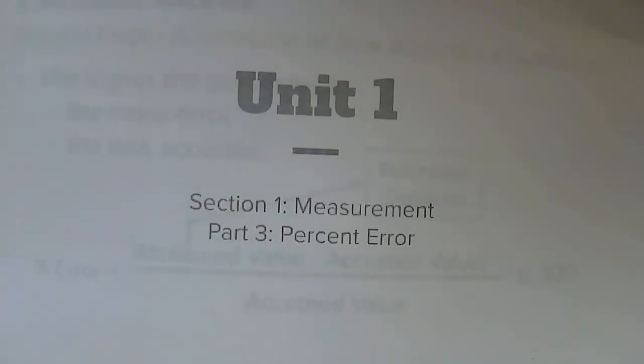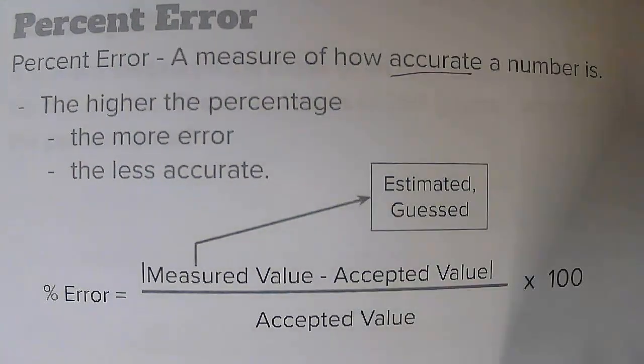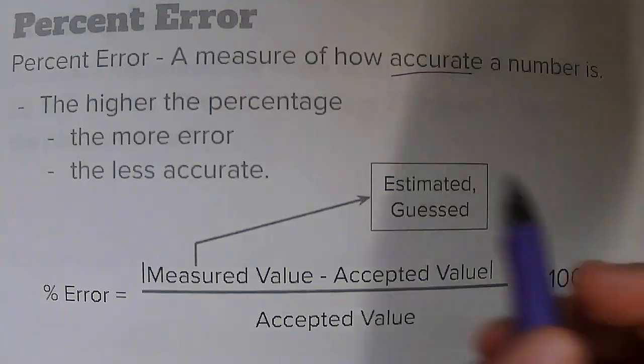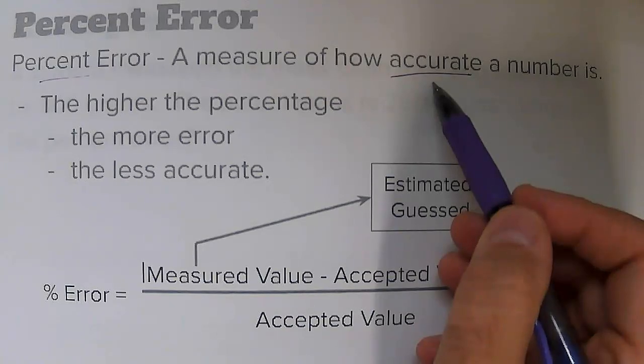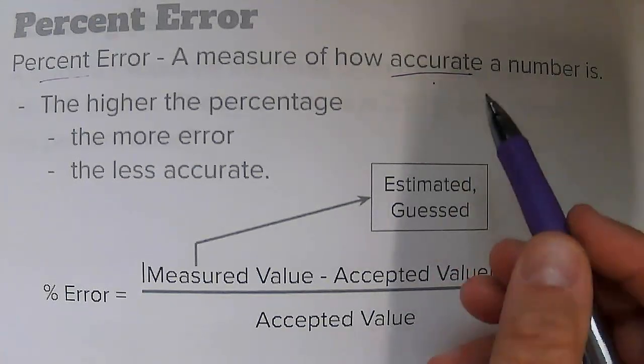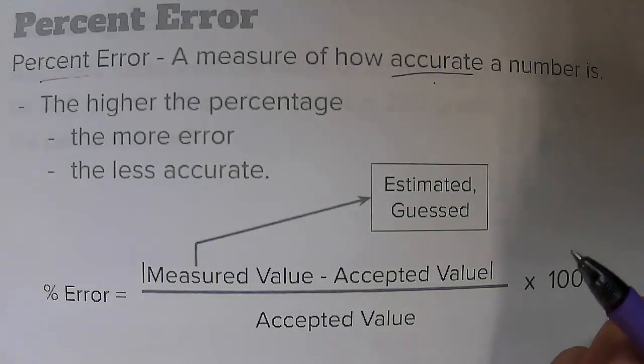Hey everybody, this is Mr. Walsh, and in this video we're going to talk about percent error and how it is the measure of accuracy. We have talked about accuracy in a previous video, and so percent error is how we measure how accurate a number is. We can figure out that percentage and then determine whether we're accurate or not accurate, or kind of accurate or really accurate.